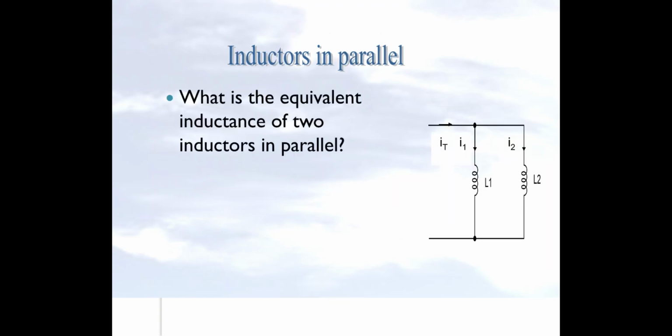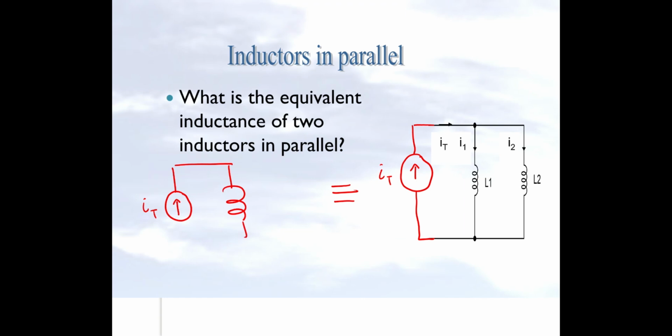Now let's go for a parallel combination. Let's assume that I have a current source here, IT, feeding a parallel network of two inductors. I'd like to replace these two parallel inductors with one equivalent inductor. Let's call it LT. Note that here all elements are in parallel, so they all must have the same voltage drop V.